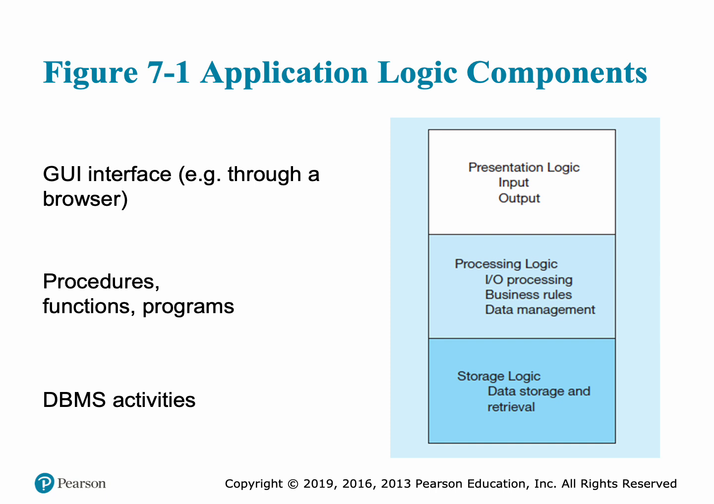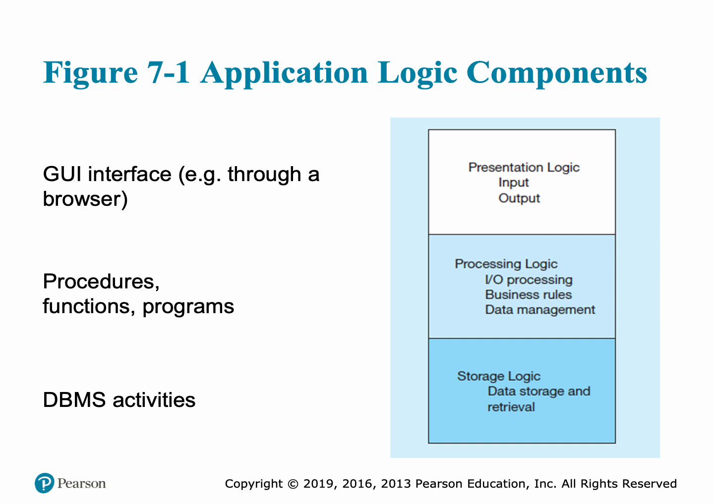This Figure 7.1 shows the application logic components. It has a graphical user interface through the browser, the GUI. The presentation logic, input and output, happens there. Procedures, functions, programs: we use processing logic, which is input-output processing, business rules, data management, and the DBMS activities happen under the hood. The storage logic, data storage and retrieval, happens simultaneously.